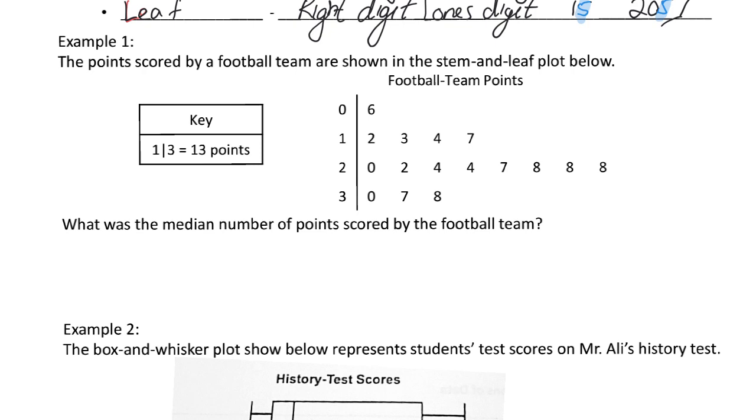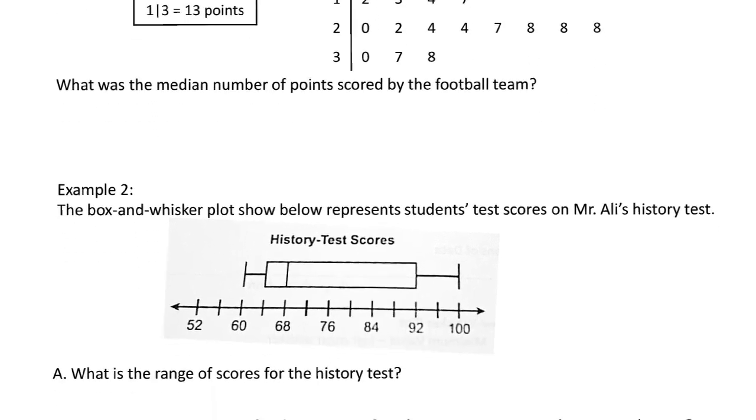It's in between two numbers, so I add up the two numbers. Both of those numbers are 24. You divide by 2, and you get 24. So you just look at the information. It's already ordered from least to greatest, so that's pretty simple. Then you just find the middle number. Okay, let's look at example 2.